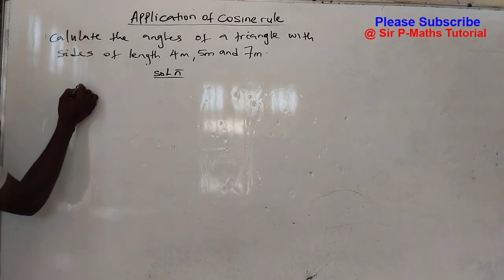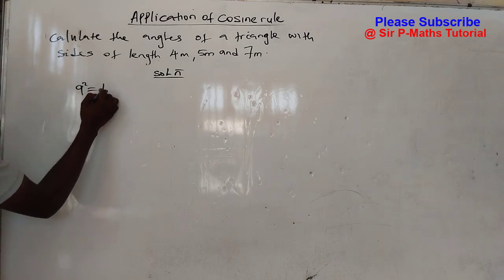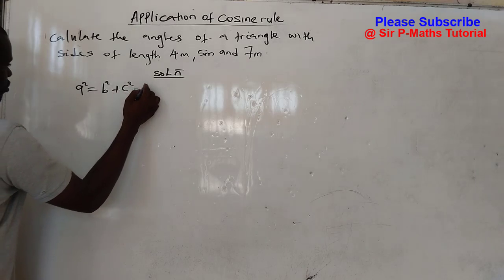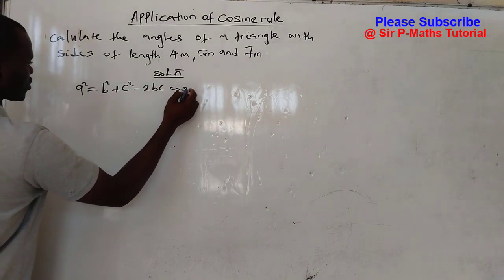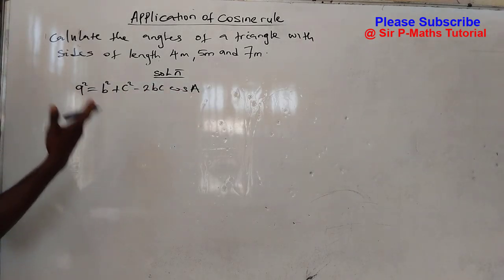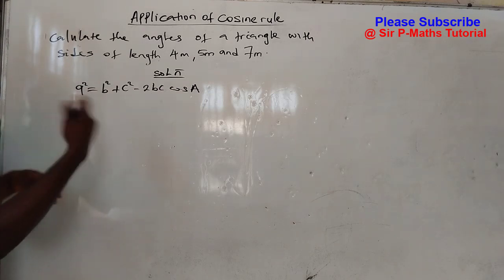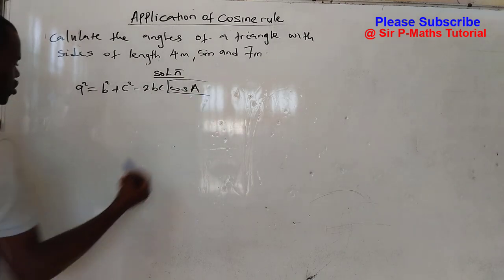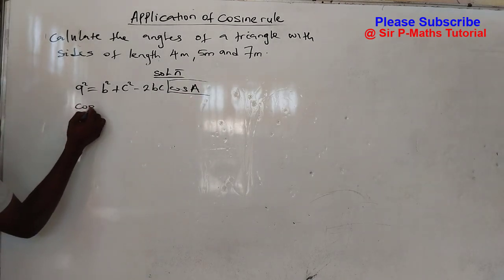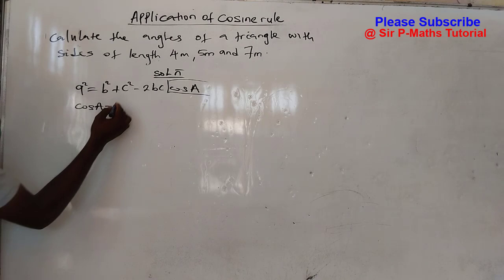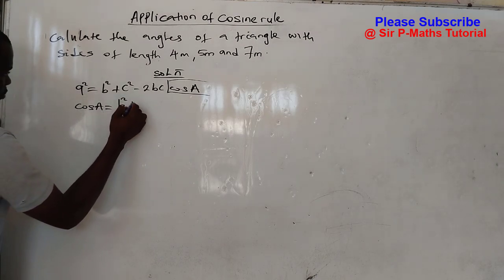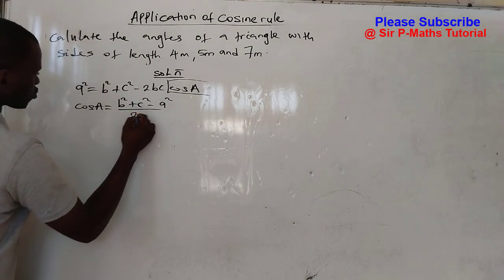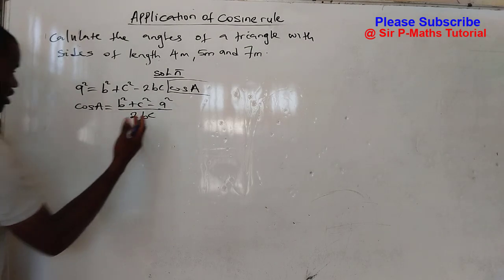Okay. Now, the general formula for solving cosine problems is A squared is equal to B squared plus C squared minus 2BC cos A. But since we are looking for angle, we can make cos A the subject of the formula. I will have cos A equal to B squared plus C squared minus A squared all over 2BC. You can check it out.